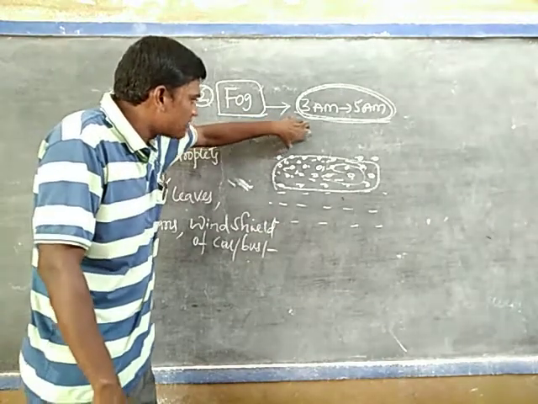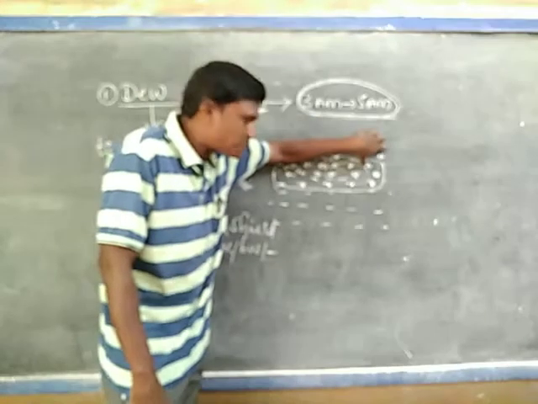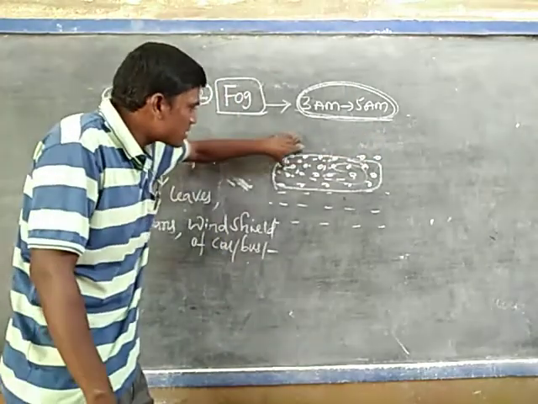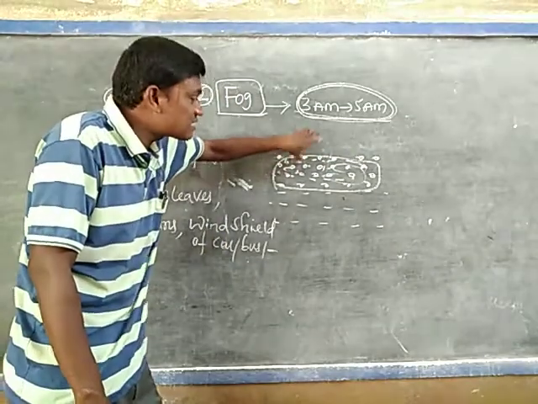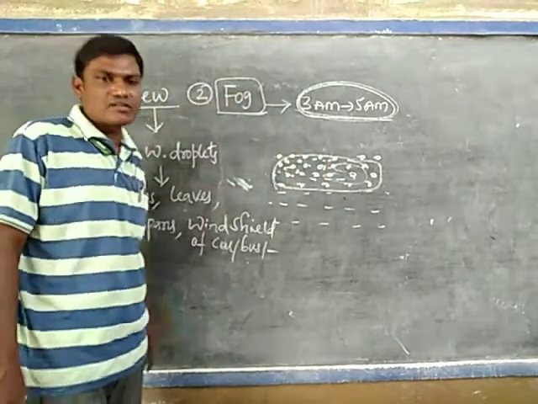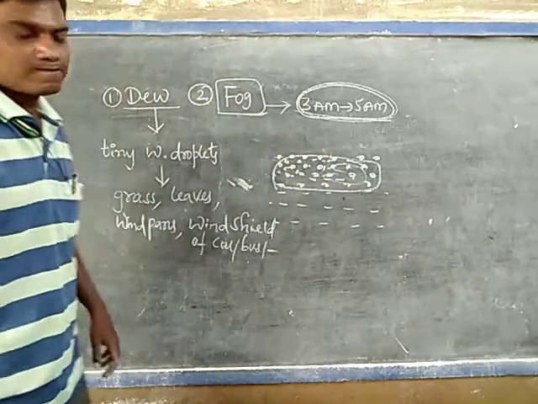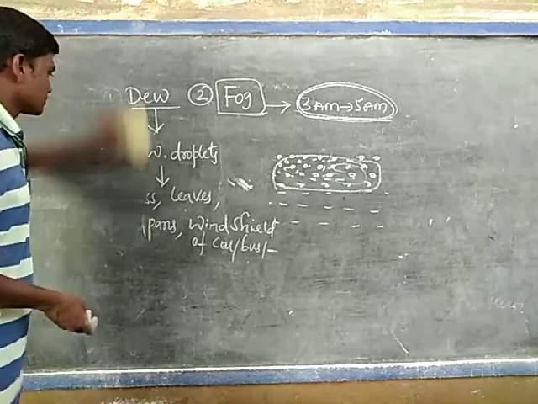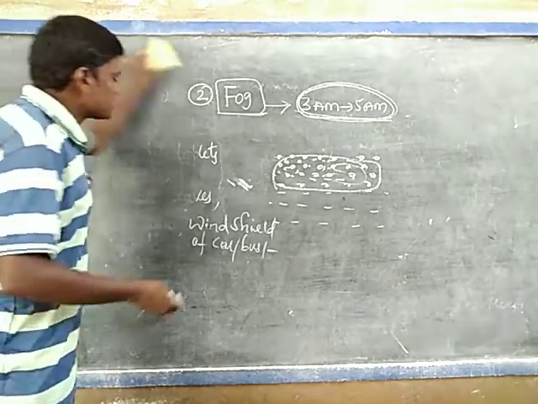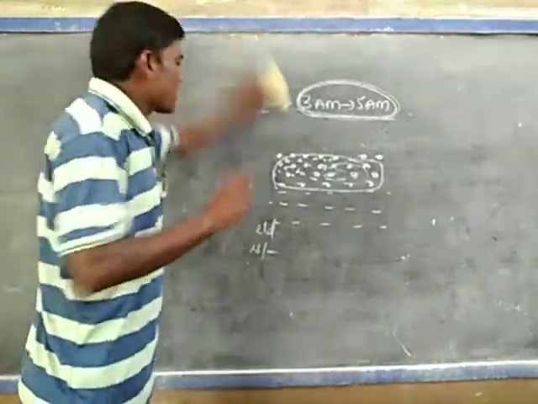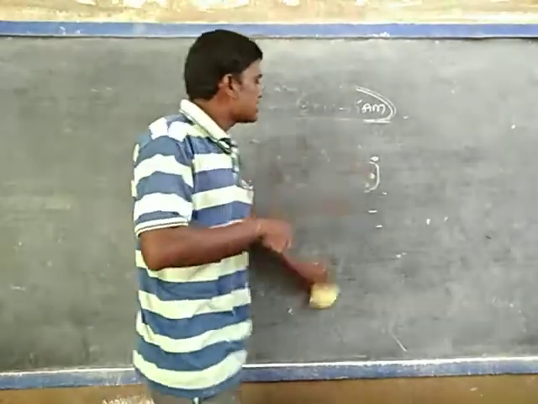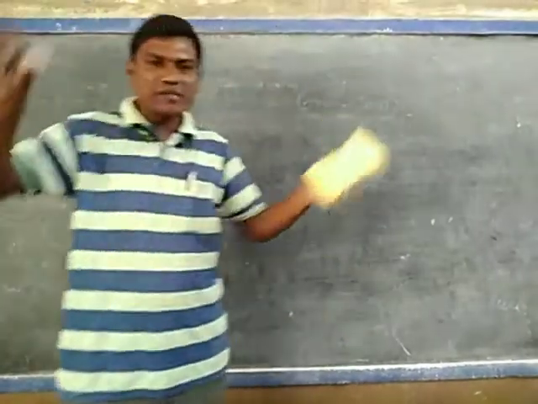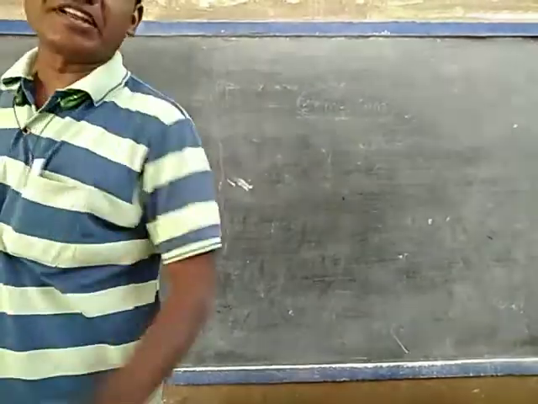Next, fog. During the winter season and early morning, tiny water droplets are freely suspended on dust and air particles in the atmosphere, appear like a white mist, and restrict the visibility. What is that called? Fog. So dew is just water droplets that you can see, but fog forms a white mist and restricts the visibility.